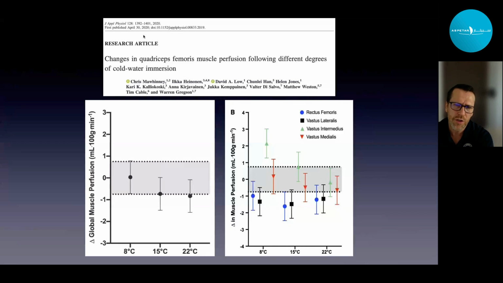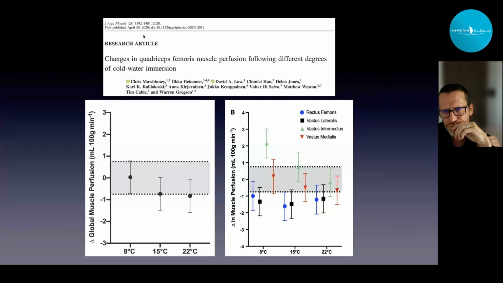But what about when we look at the individual muscles? If we break it down into the two more superficial muscles, which are the rectus femoris and the vastus lateralis, they're more superficially located muscles, as you know. And then we have the deeper intermedius and medialis. What we did see here at 8 degrees C is that in the really deep vastus intermedius, you can see the green line sits outside the shaded zone. So we actually saw a clinically important increase in perfusion in the really deep muscle in the really cold water.